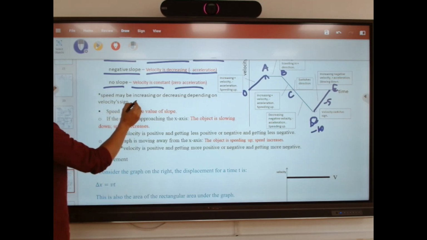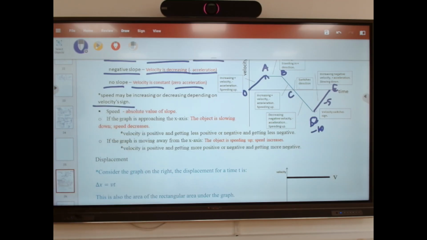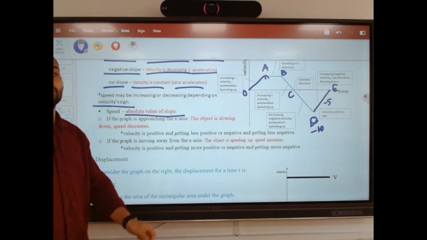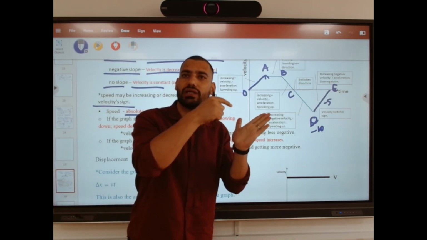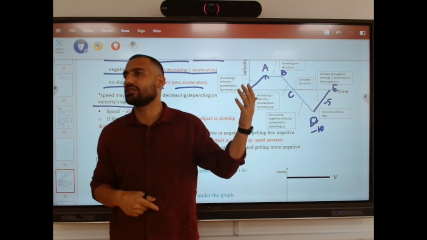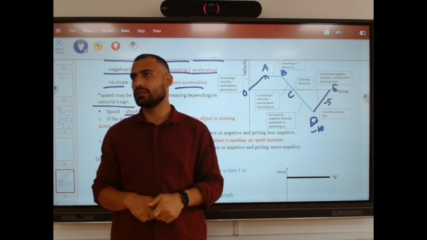Now, speed may be increasing or decreasing depending on the velocity sign. Okay? Now, speed is the absolute value of slope. Whenever you are asked, for example, to find the speed or find the velocity, remember, it is at a particular instant of time. Because whenever we ask about speed, we don't talk about average speed. We talk about instantaneous speed. We talk about instantaneous velocity. Is that fine?